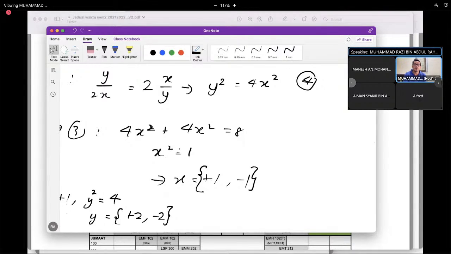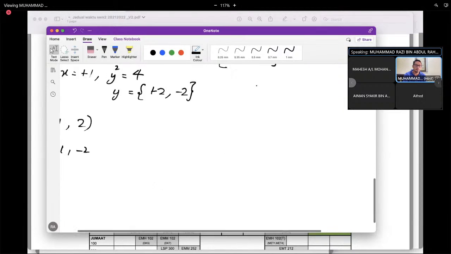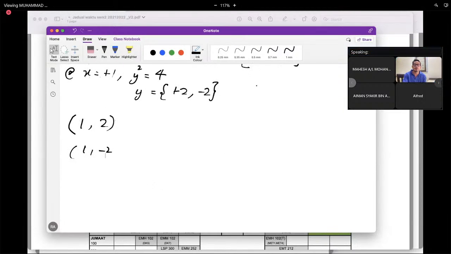So x squared is 1, and y squared is 4, right? Does anyone have different values? Just let me know. I think my simple calculation is correct. So you have 1 and 2, 1 and -2, and then -1 and 2, and also -1 and -2.